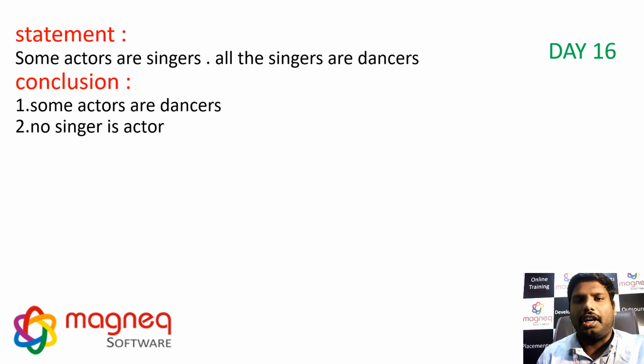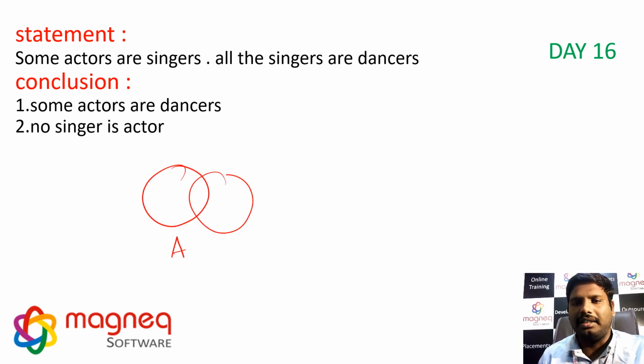Next statement. Some actors are singers, all the singers are dancers. Conclusion 1, some actors are dancers; conclusion 2, no singer is actor. So given the statement, some actors are singers. A means actors, S means singers. All the singers are dancers. So first circle actors, second circle singers, and third one dancers.